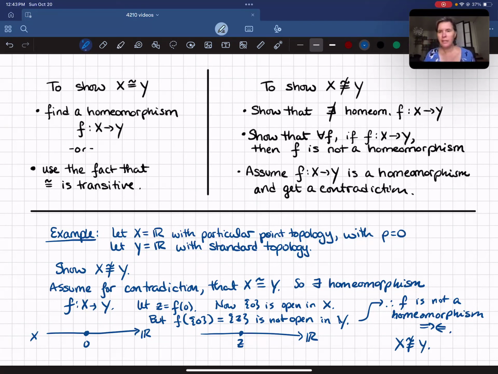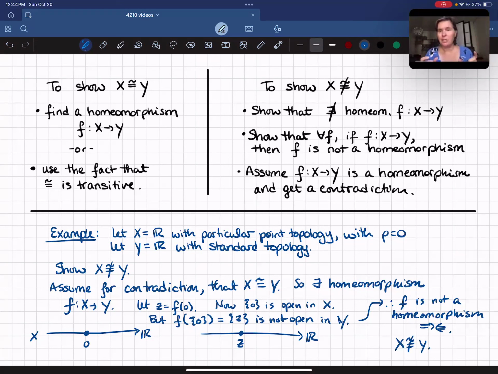What you can kind of see there is that what we focused on was that there was a type of set in X that we couldn't get that same type of set in Y. So the set was a singleton set, which was an open set. In the standard topology, singleton sets are never open. But in the particular point topology, there is a singleton set that is open. And so I would say that that is a topological invariant, that a topological invariant is some kind of property that if one space has the property and another space does not have the property, then they can't be homeomorphic.